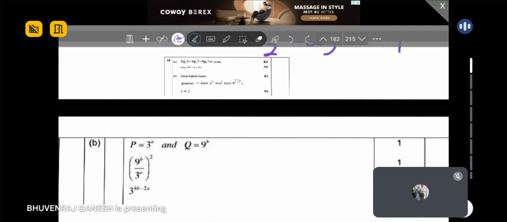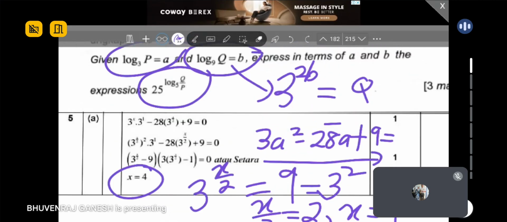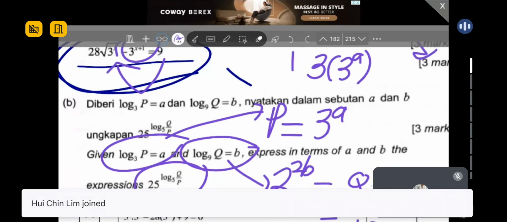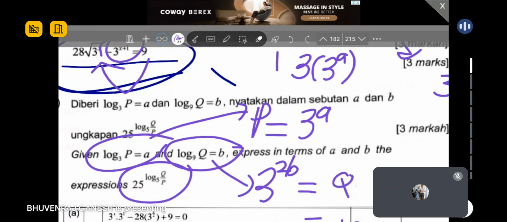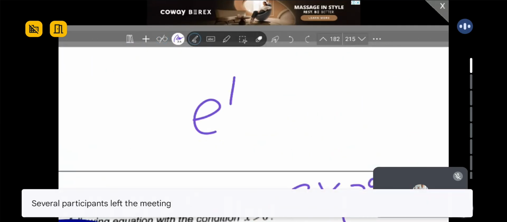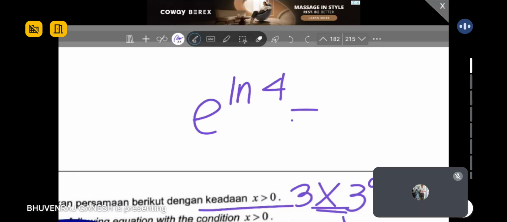Okay, kuasa 2 ni mana datang? Okay, where do I get this one? Okay, so over here, you must understand one rule. Okay, kamu kena faham satu hukum kat sini. Okay, so this one is an important rule guys. Okay, so I use this concept to teach you all.